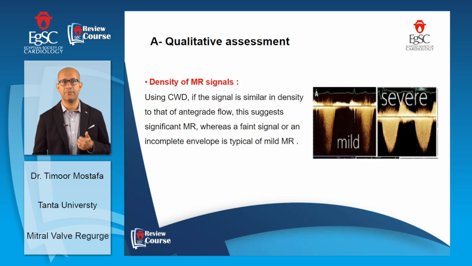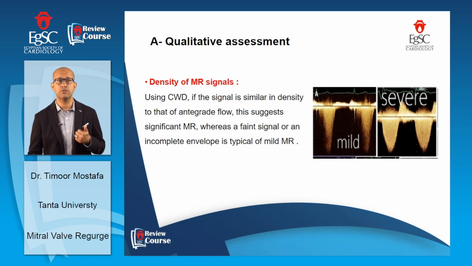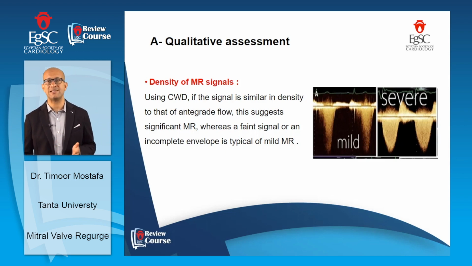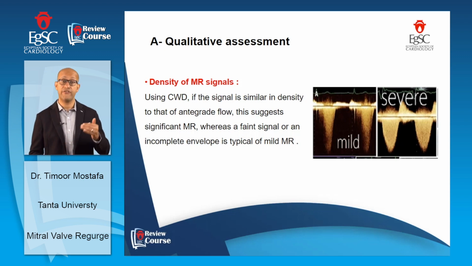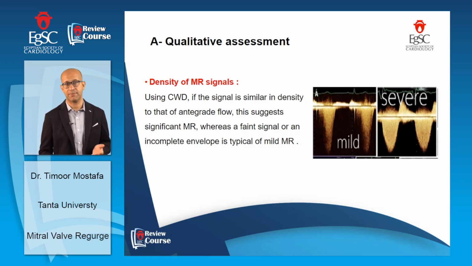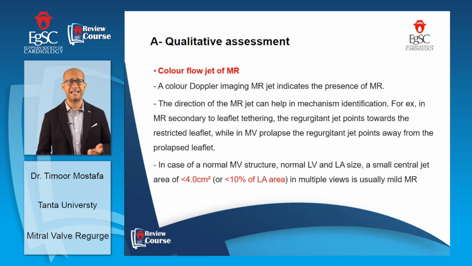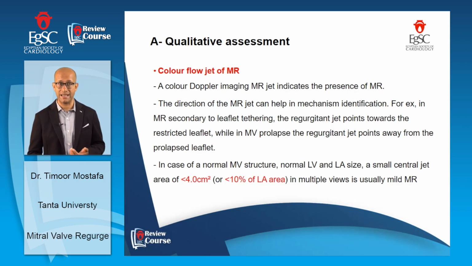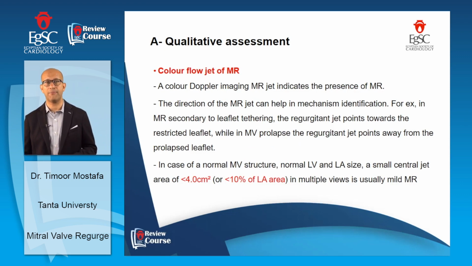First is the density of the mitral regurgitation signals using the continuous wave Doppler. When you have a flow density similar to the antegrade flow, definitely you have a severe mitral regurgitation. When you have a faint flow, you will have mild mitral regurgitation. The second way for qualitative assessment is the color flow jet of mitral regurgitation.